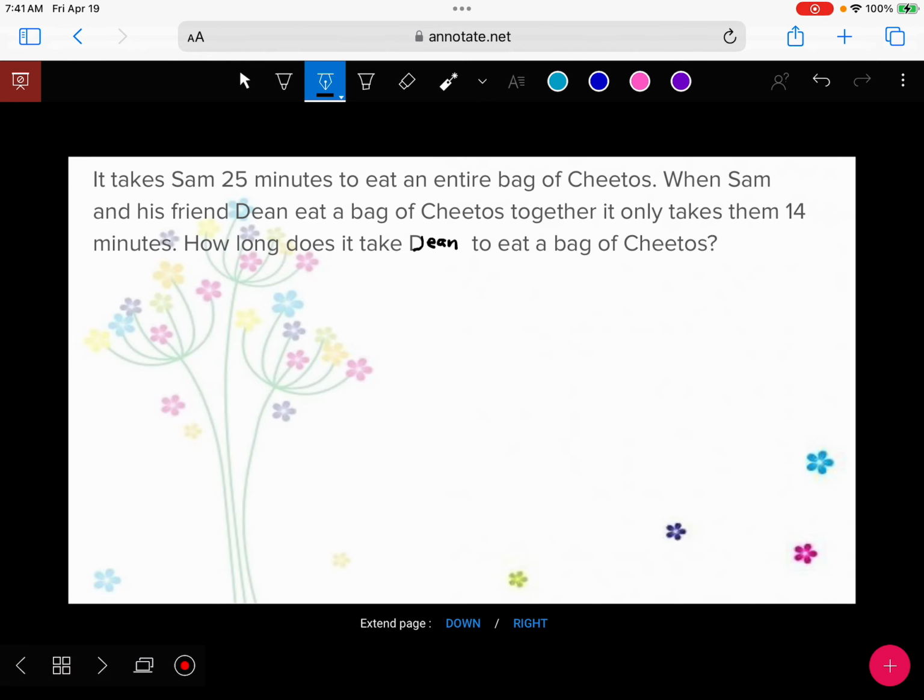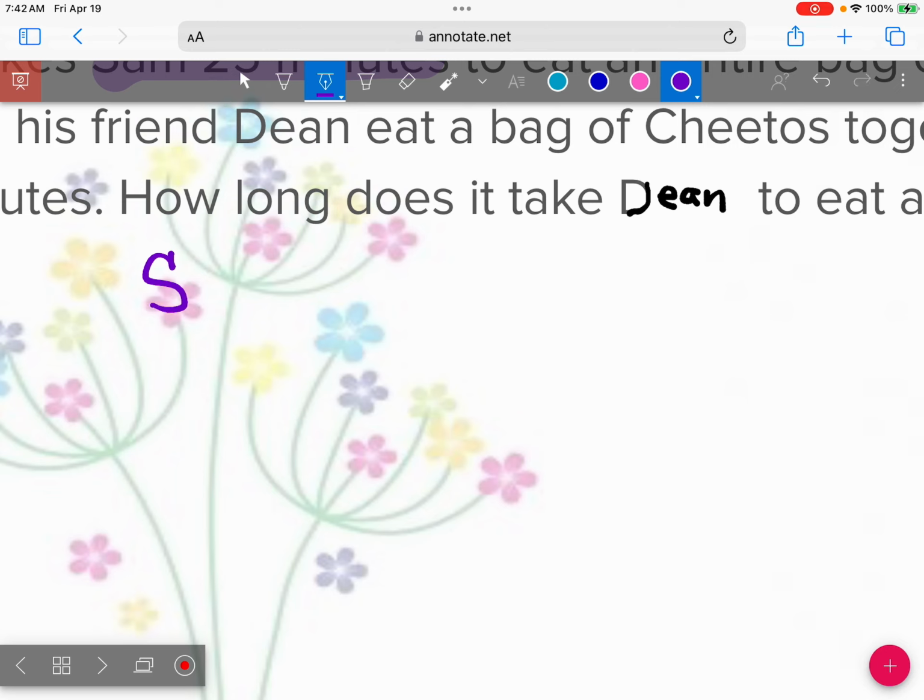So this one is slightly different in structure. I know Sam's rate and I know the combined rate. We're going to try and find Dean. So we're still going to start out the same kind of way, with writing Sam's fraction. So Sam will eat one bag in 25 minutes. So for Sam, it's one bag per 25 minutes.